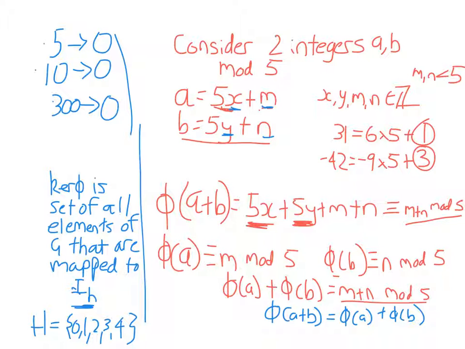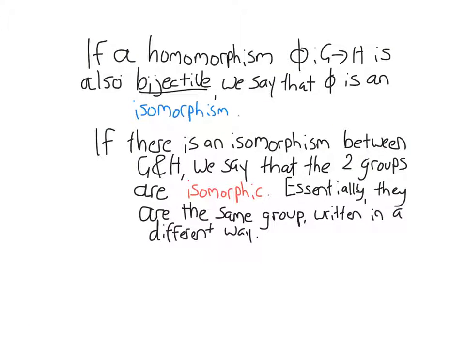So I just want to make a few quick notes about isomorphisms and properties of homomorphisms. So, if we have a homomorphism phi, and it's mapping from group G to group H, if that map is also bijective, we say the map is an isomorphism. And if there is an isomorphism between two groups, we say the groups are isomorphic.